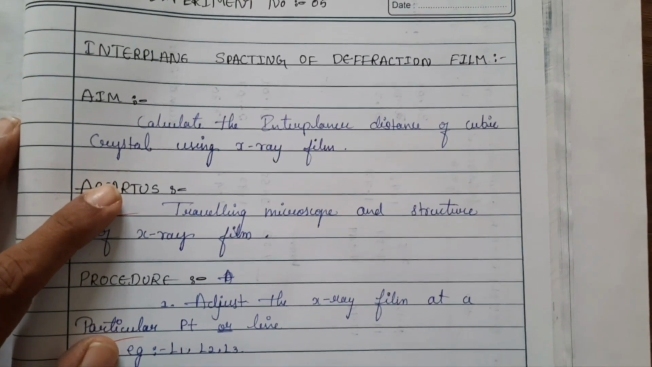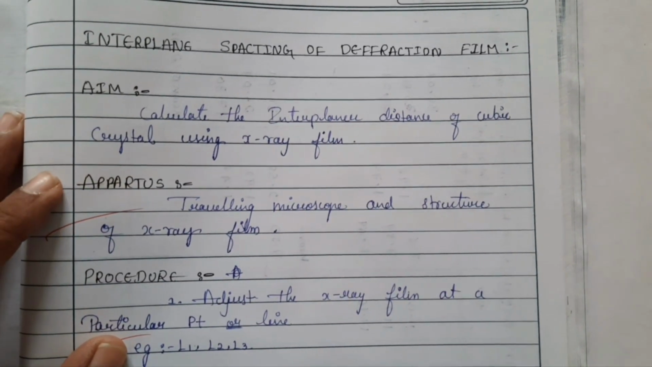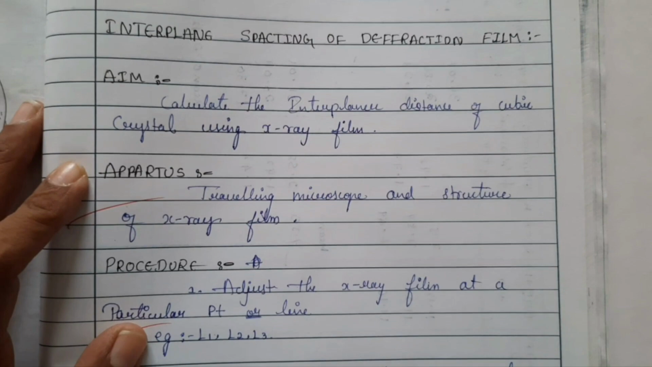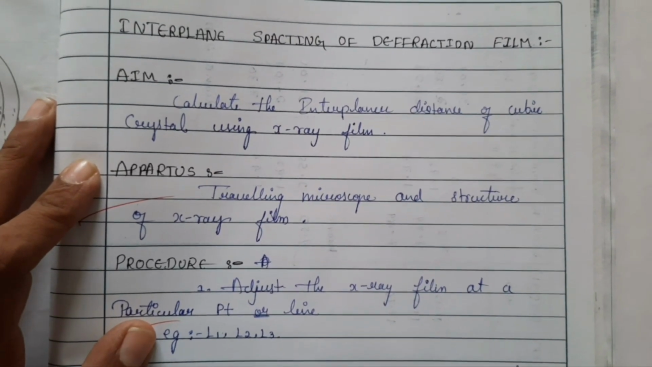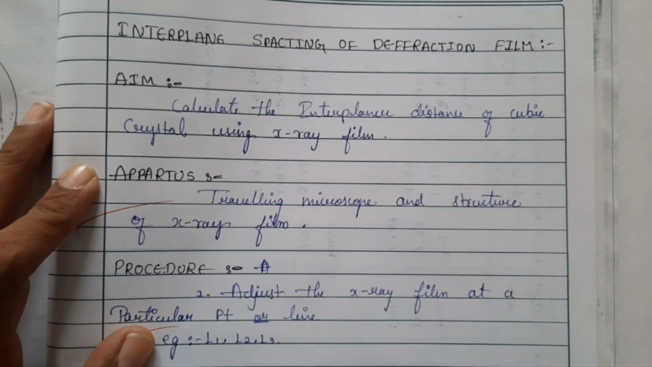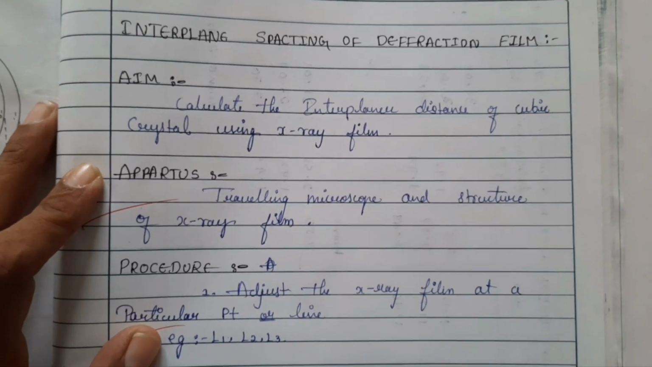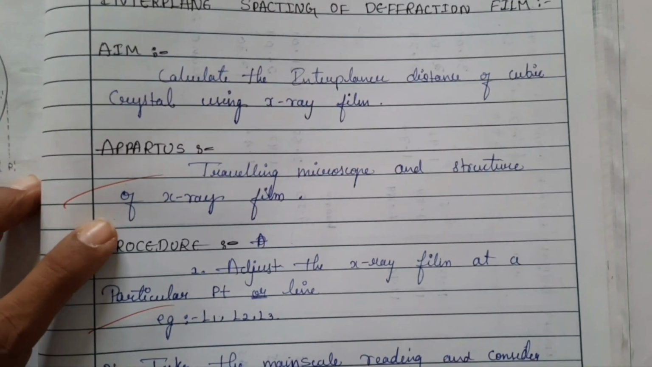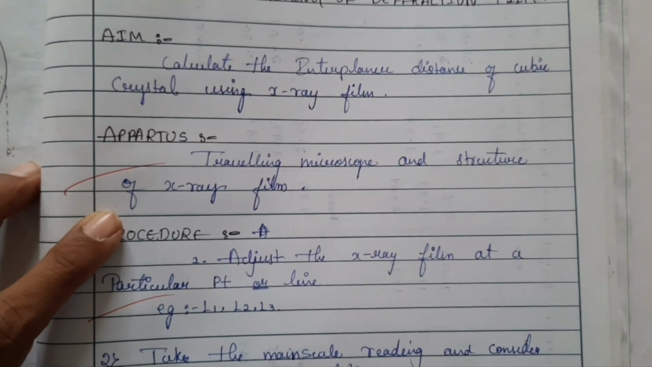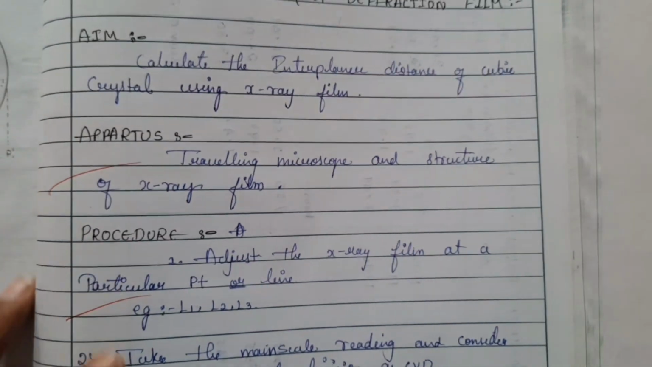The aim of the experiment is to calculate the interplanar distance of a cubic crystal using X-ray film. So we have used here the cubic crystal X-ray film. We have to find out the interplanar spacing. So here we require a traveling microscope and the structure of X-ray film as I showed.